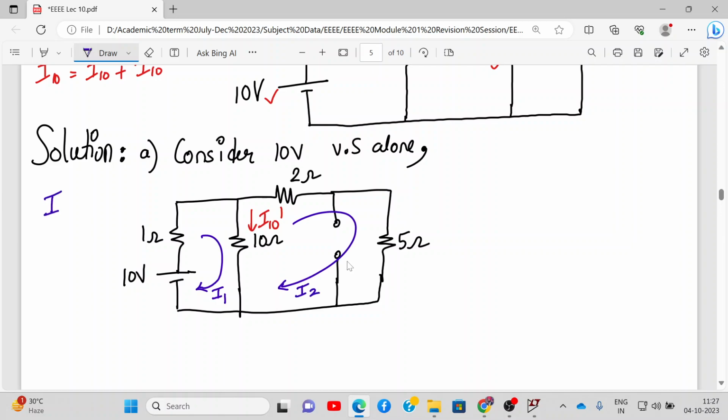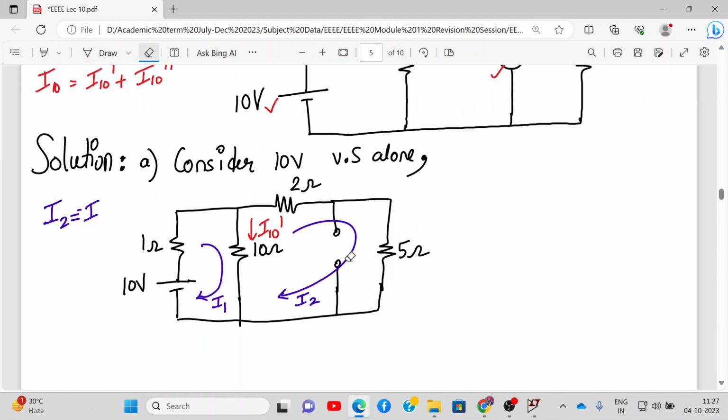And what can we say by observation about I2? I10 dash is minus of I2 because the directions are opposite. Now we'll apply KVL and find I1 and I2 very quickly.